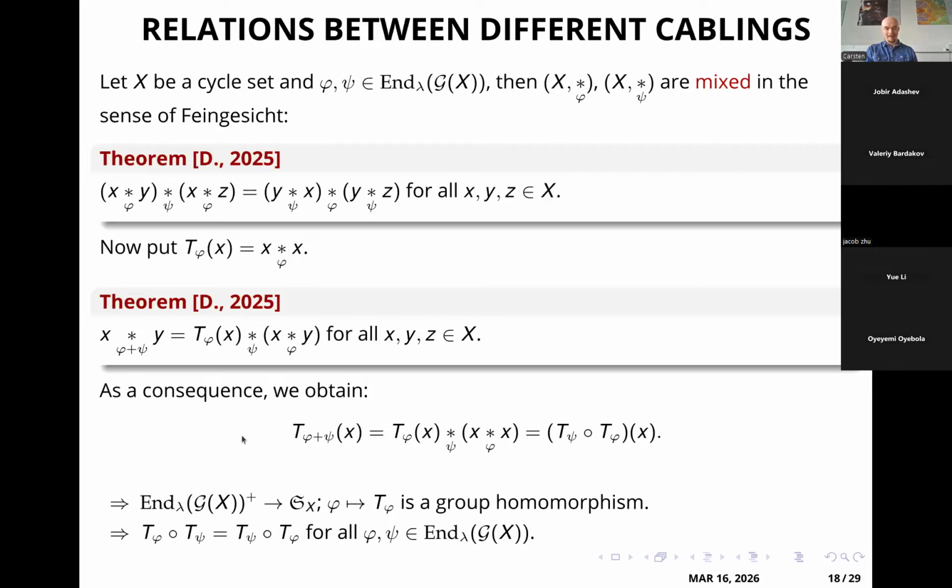So we get that there is a map from the additive group of lambda endomorphisms to the symmetric group that maps a lambda endomorphism to the diagonal of the phi cable solution. And furthermore, what is also a very useful property is that the image of this homomorphism is abelian. And this gives you some constraints on what a cabling can be, or what the diagonal of a cabling can be.